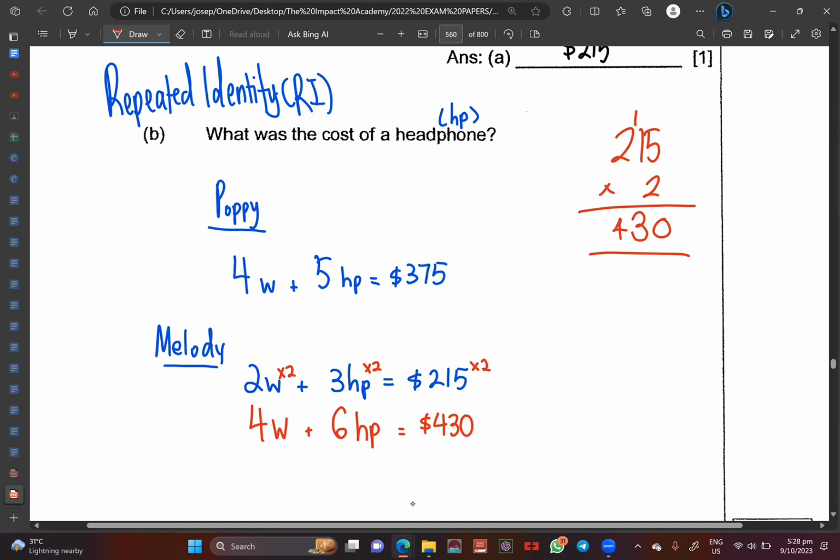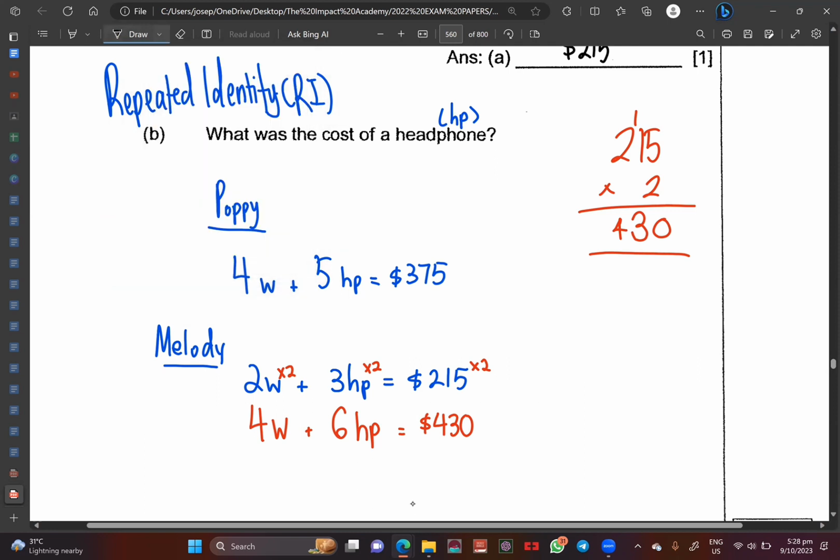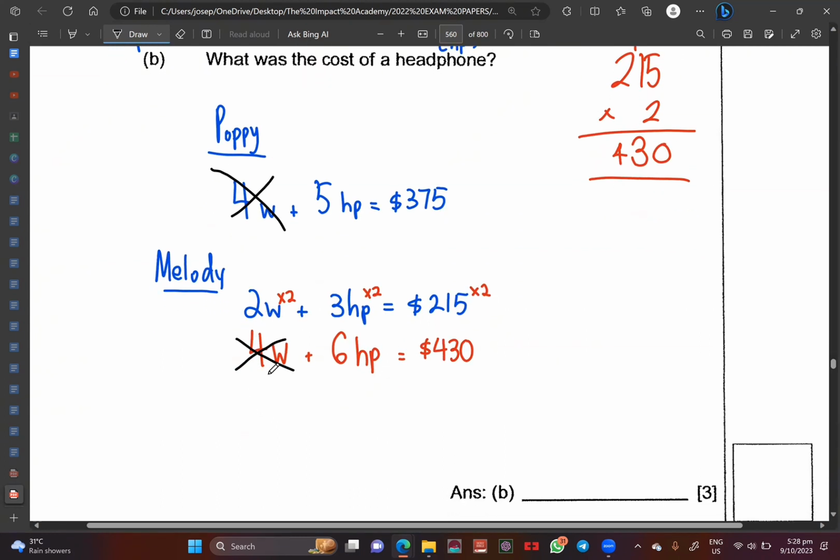So when watches are the same, what can I do? I can karate chop, chop, chop, because they are the same. You get what I'm trying to say? I don't want to have so many mystery boxes. So many things to care about, correct? But the question is only asking for headphones. So I want to remove everything and focus on headphones only. Make sense? So I karate chop away what is the same.